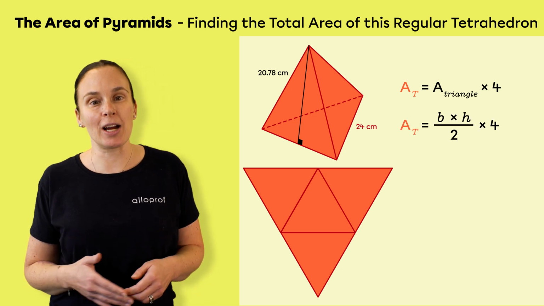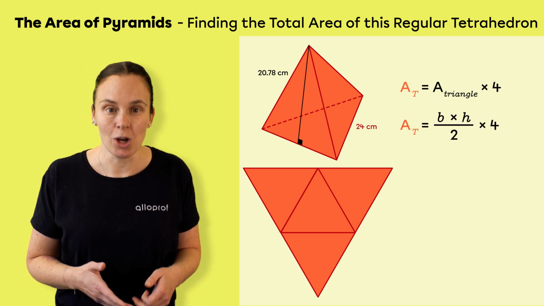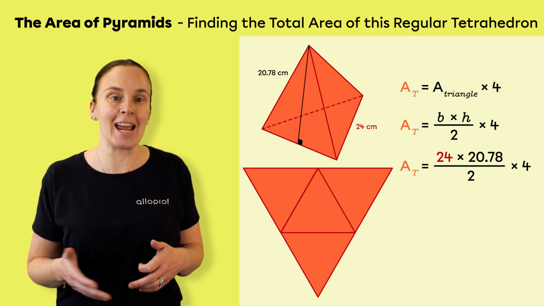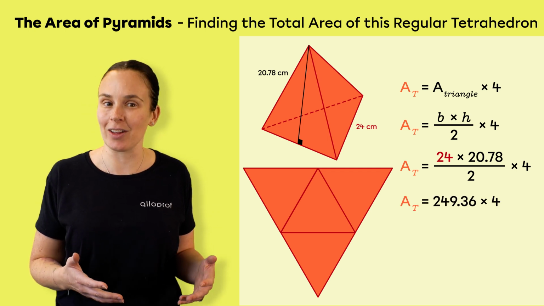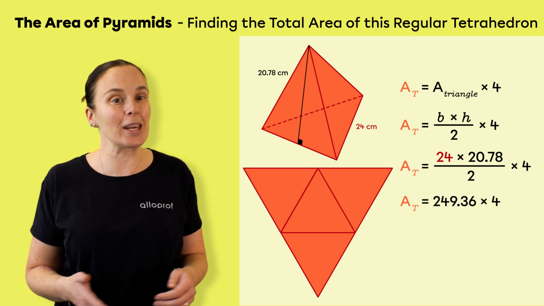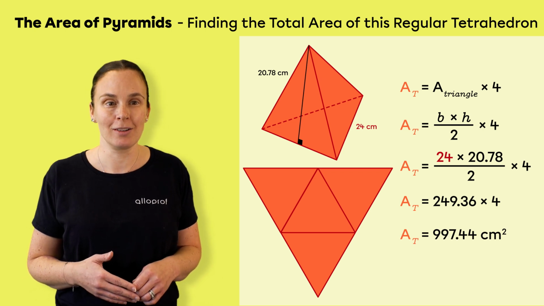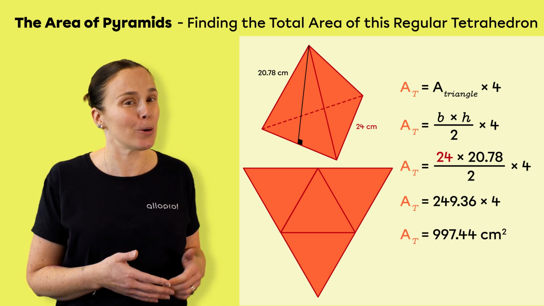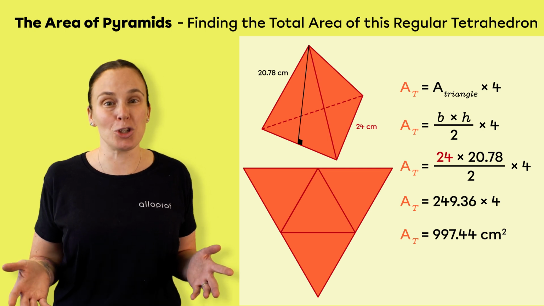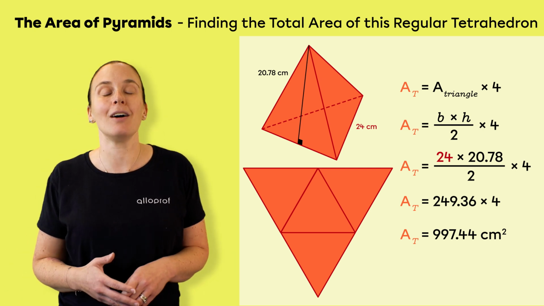Since the area of a triangle is base times height divided by 2, replace b with 24 and h with 20.78 and calculate. The surface area of this regular tetrahedron is 997.44 centimeters squared. A lot faster than the process we used before, right? You can choose whichever method you prefer to calculate the surface area of a pyramid.